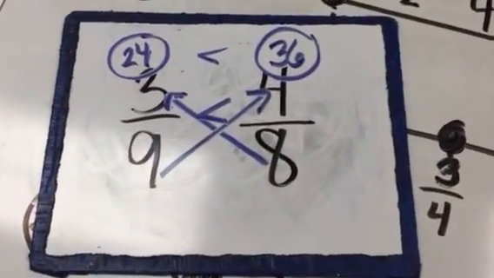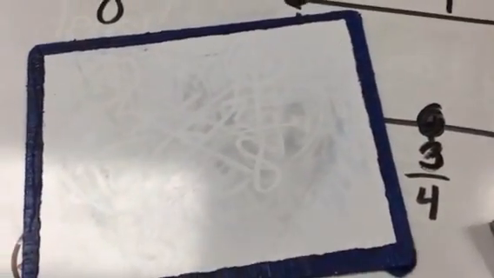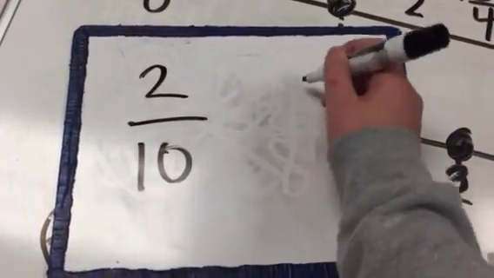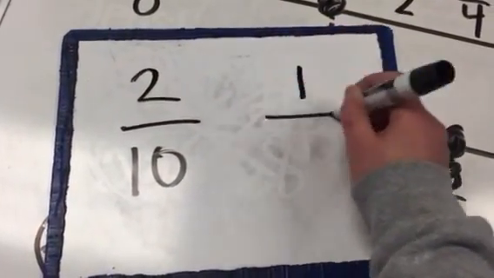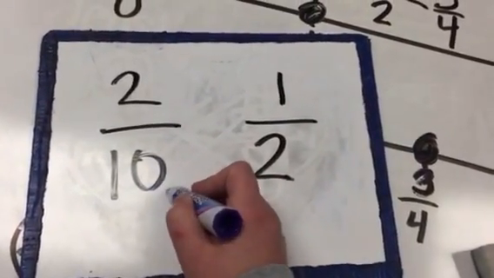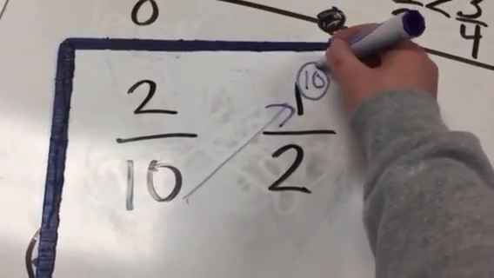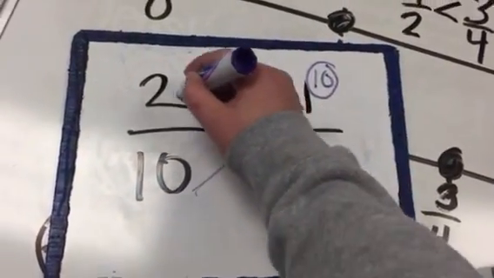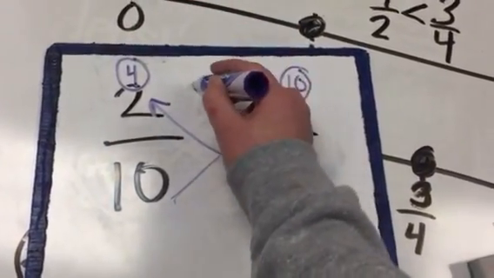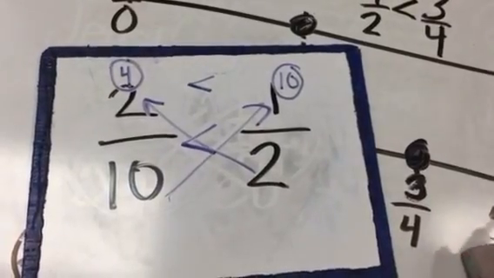Let's try another one. All right, let's do 2/10 and 1/2. Okay? 10 times 1 is 10. 2 times 2 is 4. 4 is less than 10, so 2/10 is less than 1/2.